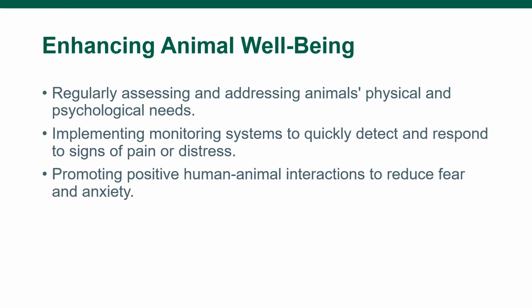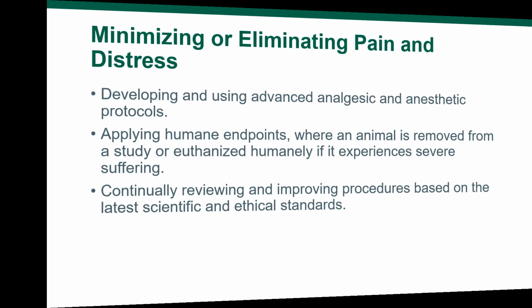The primary goal of refinement is to ensure the highest possible standard of welfare for animals involved in research. Methods for enhancing animal well-being include regularly assessing and addressing animals' physical and psychological needs, implementing monitoring systems to quickly detect and respond to signs of pain or distress, and promoting positive human-animal interactions to reduce fear and anxiety.